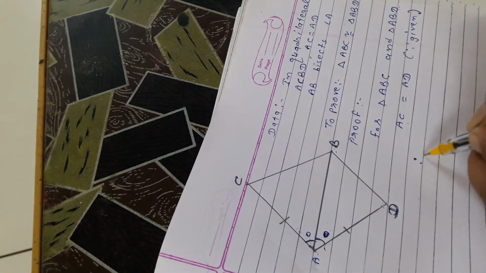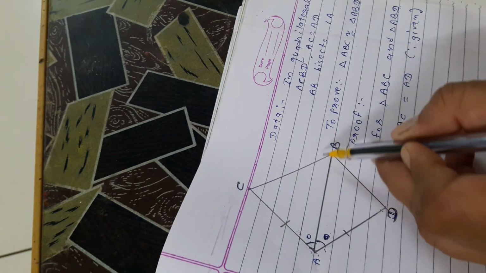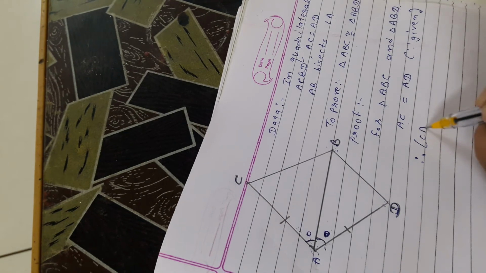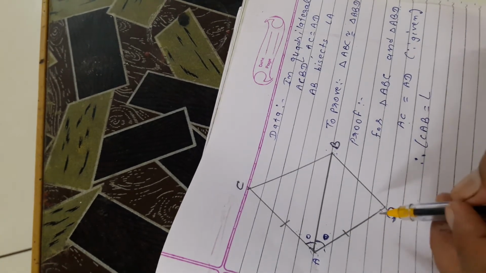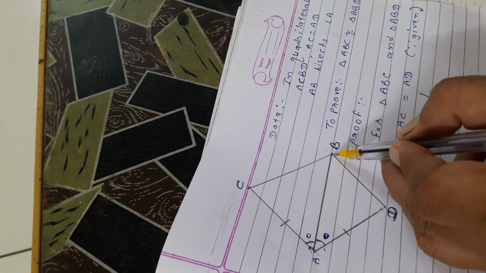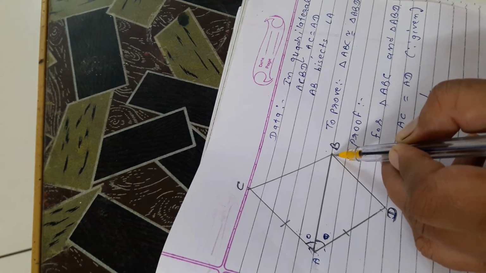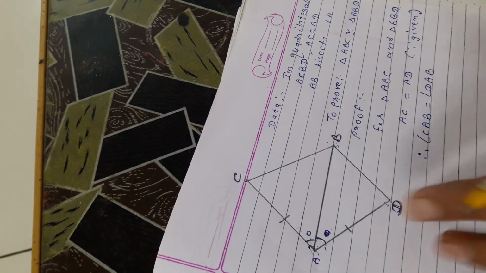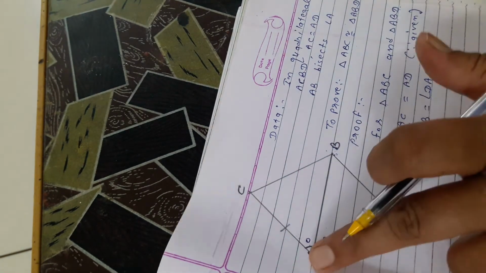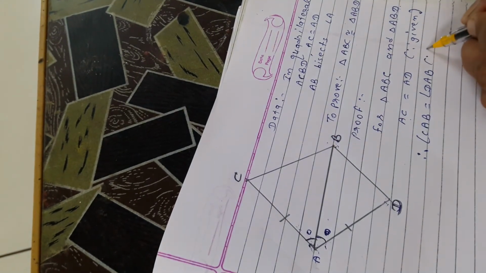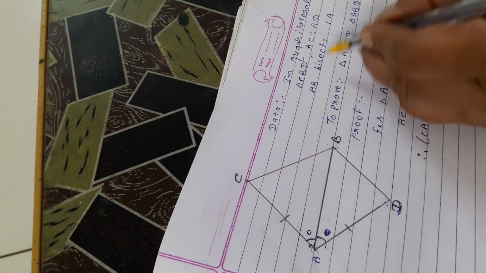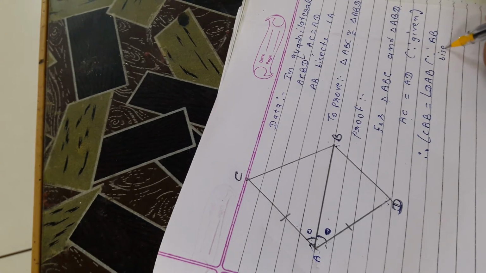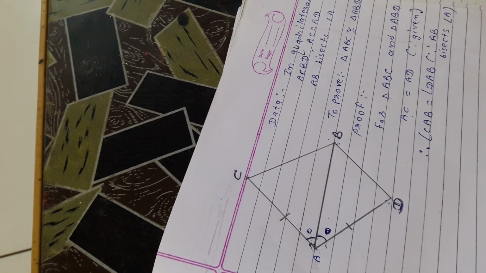So therefore which two angles are same? Angle CAB is same as angle DAB. Both the angles are same because AB bisects angle A.